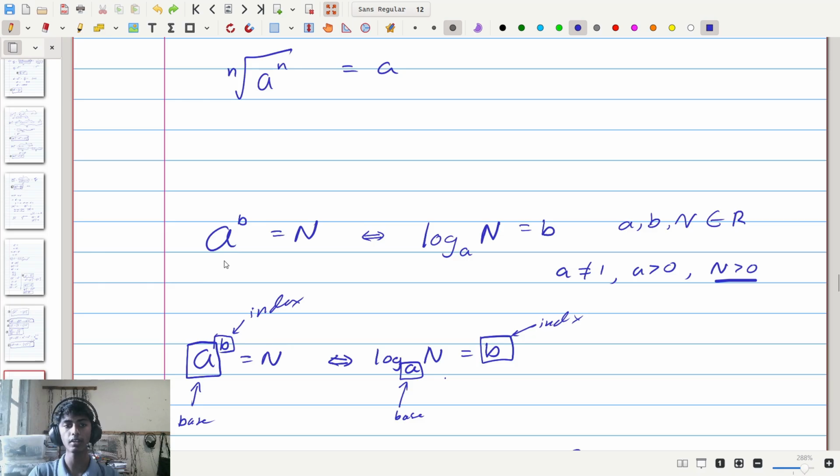We also have this thing, logarithms, where if you have a to the power of b equal to n, it is equivalent to saying log base a of n is equal to b, provided that a, b and n are elements of the real numbers, a is not equal to 1, which we discussed why, and a is greater than 0 and n is greater than 0. We discussed why each of these conditions are kept. It is so that we maintain our values within the real numbers, because if we don't, we will end up with complex numbers, and we really don't want to do that within this lesson.